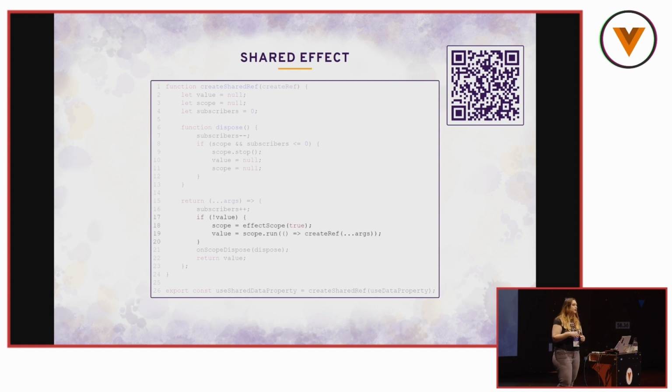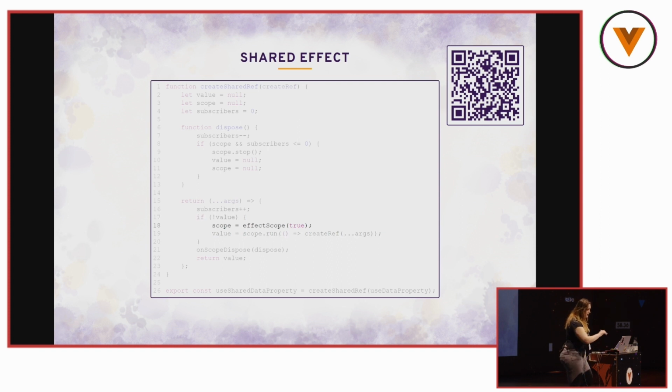Then, if nobody else has already created the value, we create a scope and we create our reference under this scope. So every logic you have in your composable will be gathered here, and you will create one, and a nice way to release it when you don't need it anymore. So you can go as crazy as you want in this create ref composable, create watchers, computed as much as you want. Everything will be gathered by the effect scope.